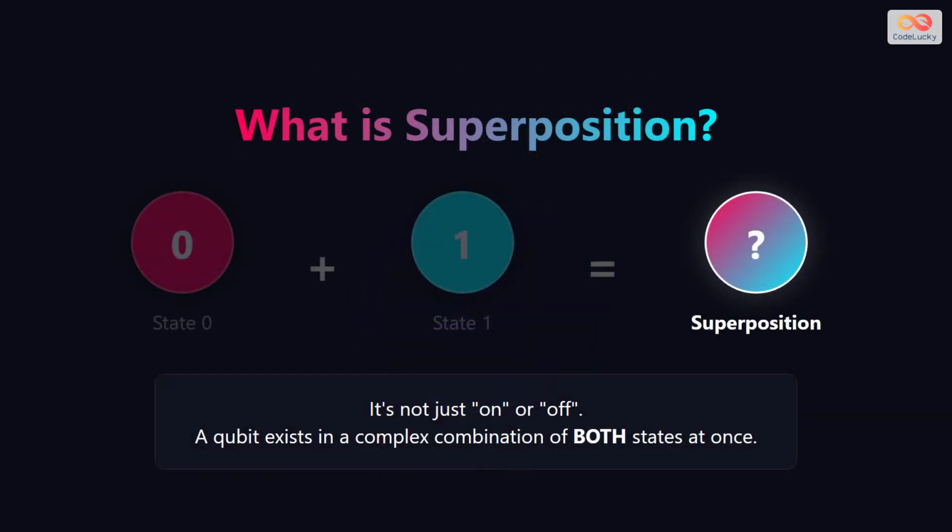This brings us to the magic word: superposition. A qubit can exist in a state that is a complex combination of both 0 and 1 simultaneously. It is not simply switching back and forth rapidly. It is effectively holding the probability of both states at the exact same time.